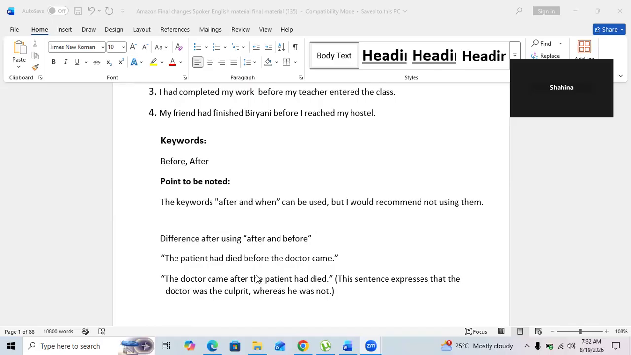But in real time, if you tell this, the guardians or the parents, they don't understand what is past perfect or what is simple past. They only understand doctor came after. It means the doctor came later. And due to that, they will get angry and they will make the doctor a patient. So always do remember, don't use after, use only the keyword before.